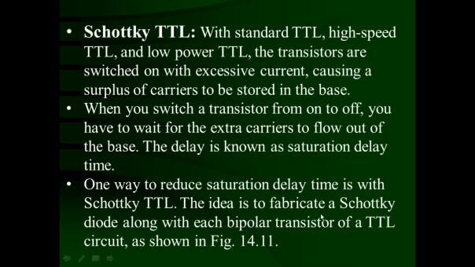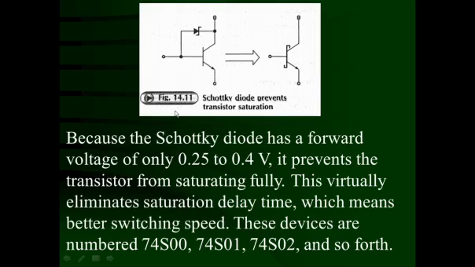One way to reduce the saturation delay time is with the Schottky TTL. The idea is to fabricate a Schottky diode along with each bipolar junction transistor of the TTL circuit, as shown in figure 14.11. Between base and collector, there is one normal p-n junction diode. Normally, when the transistor is in saturation, the voltage drop across this diode will be 0.7 volt. That means it is heavily conducting.